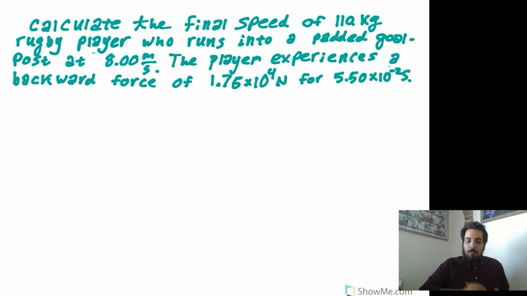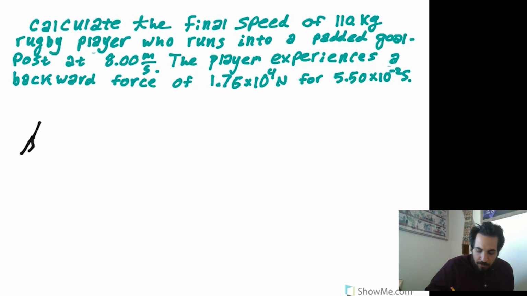So in the next problem, what we're going to look at is the final speed of a rugby player that collides with a goalpost. We have a defined system being the rugby player. The goalpost is going to be exerting a force on the rugby player. And we are going to see what the final velocity of the rugby player is given a force and a distance. So, like always, I draw a picture, right?